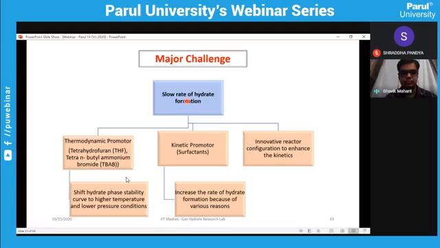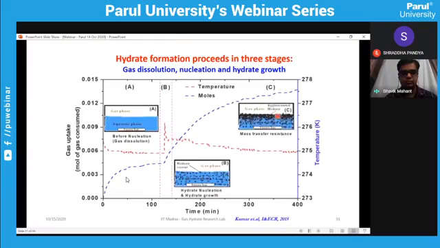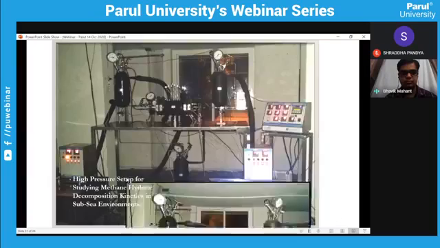Now, challenges in lab scale. We have some challenges because of the slow rate of hydrate formation. For 2 days, 3 days, we are able to form only a little amount of hydrate, 40-50% out of all the gas. And after that, as I told you, there is mass transfer resistance. So you cannot form more hydrate because the whole surface will be occupied by this crystal only. So what are the solutions for this?